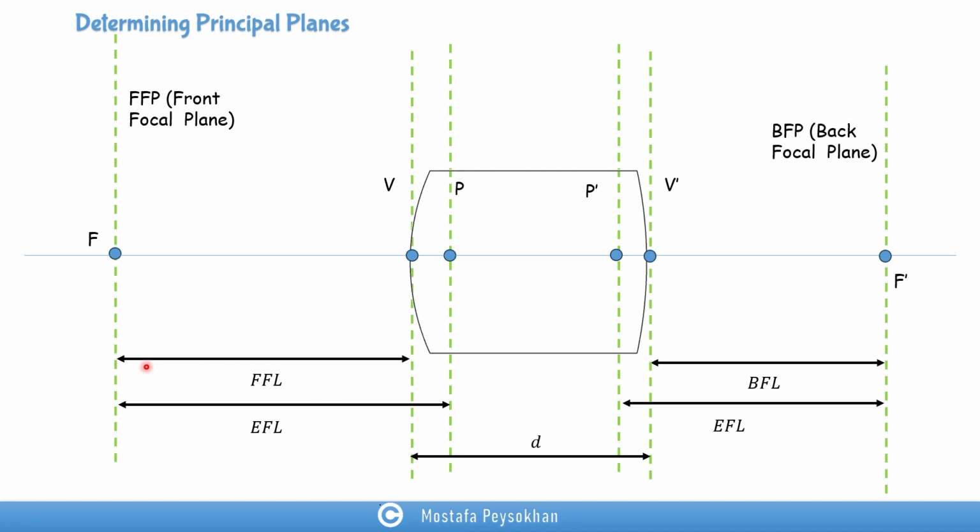So the distance from the front focal plane to the vertex is front focal length, and the distance from the last surface to the back focal plane is back focal length, and the distance from the front focal point to the principal plane is effective focal length, and we have the same for this side. From the principal plane to the focal point is effective focal length. So we should find effective focal length for each lens. And the distance between the first vertex and the second one is D.